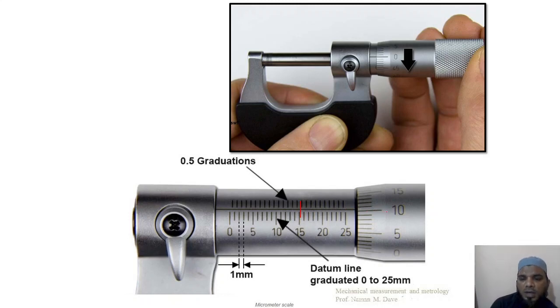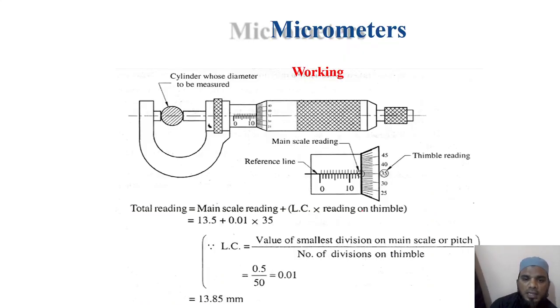So 10 is nothing but, how much is the least count of this? 0.01. So 0.01 into how many divisions? 10 divisions, from 0 to 10. So 10 into 0.01, you can calculate it like this.